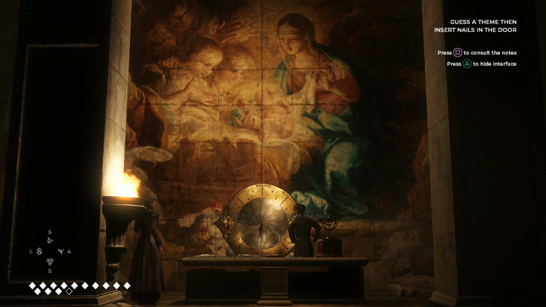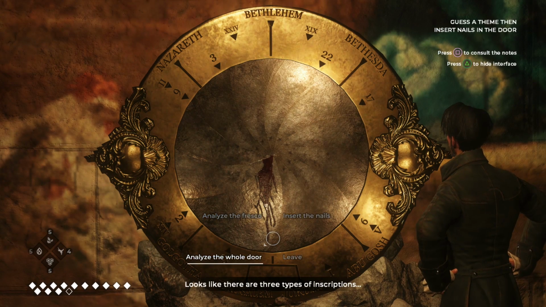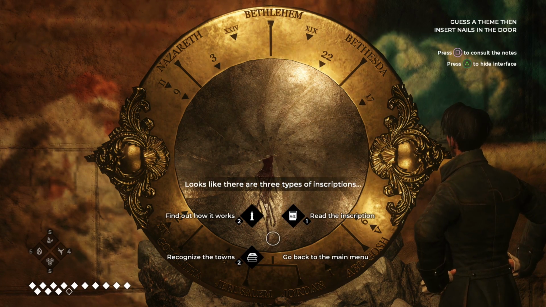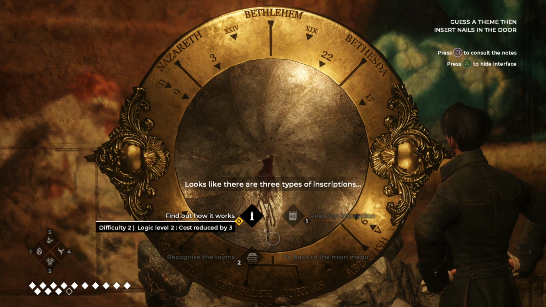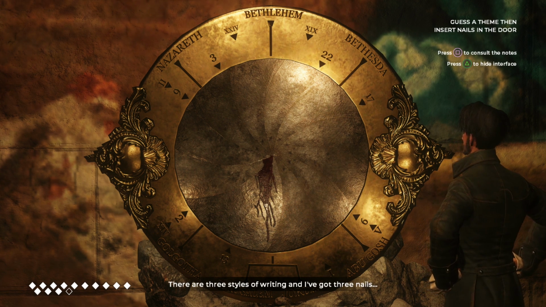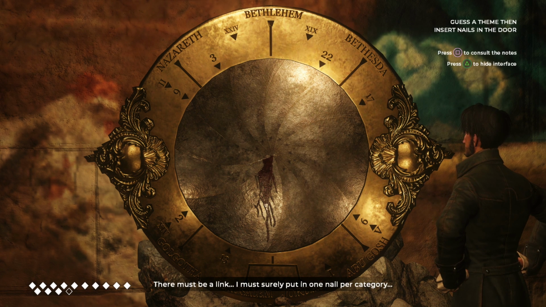Guess a theme. Let's analyze the door. It looks like there are 3 types of inscriptions. There are 3 styles of writing, and I've got 3 nails. There must be a link. I must surely put in 1 nail per category.